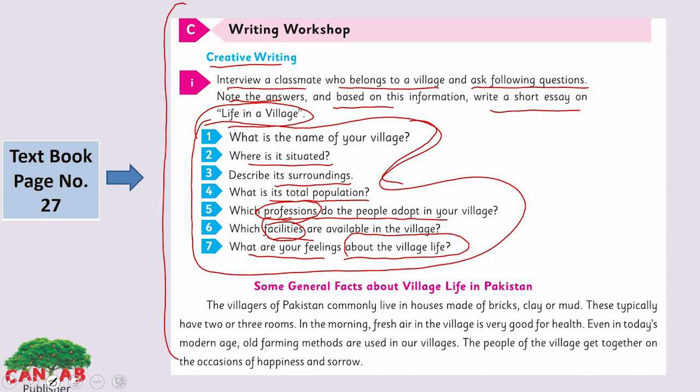First, you will write the name of the village in your essay, then where it is situated and describe the surrounding. Surrounding means how it looks.